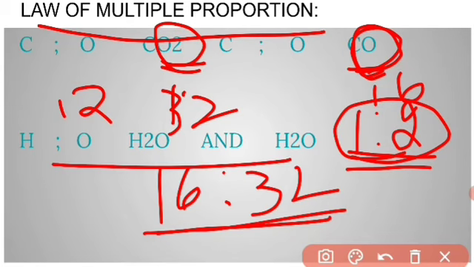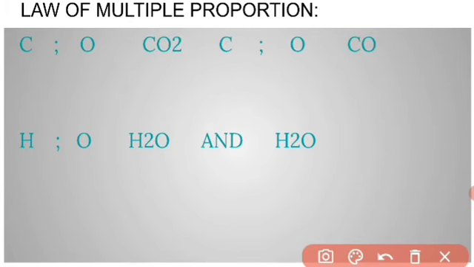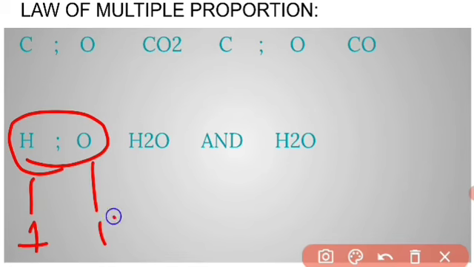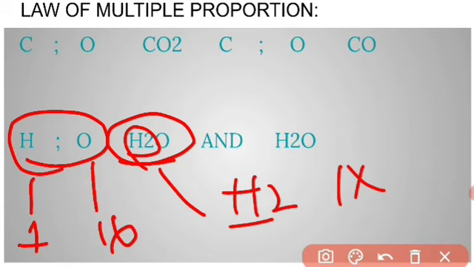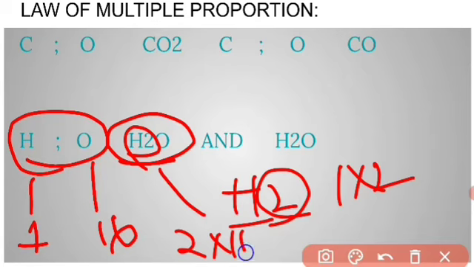Let us take one more example. Here we are taking two elements, hydrogen and oxygen. Hydrogen we know is 1 and oxygen is 16. In the H2O case it will be 2 is to 16, because hydrogen is H2, so H is 1 and we multiply with 2, and you will get 2 into 16.